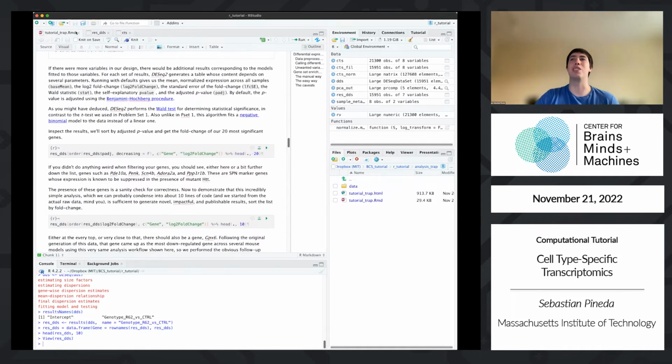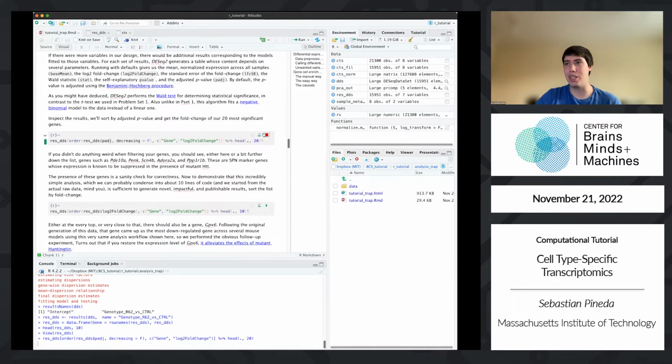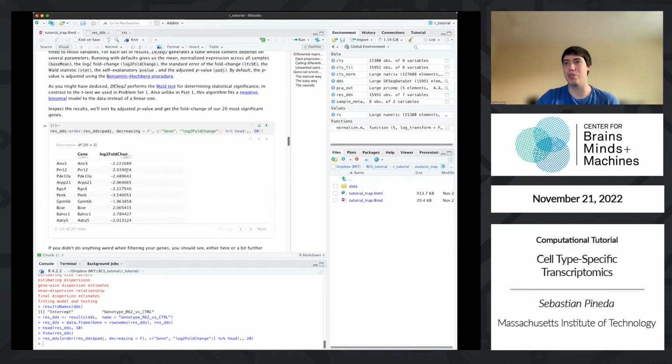So how much can we trust these results now? This is the next question. Okay, so let's just pull out the columns that we care about. Let's sort by p-value. Okay, so these are our top hits by p-value.